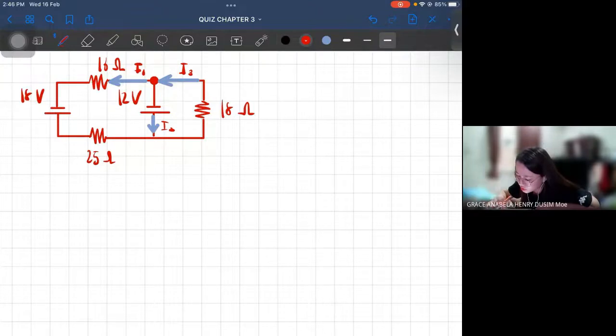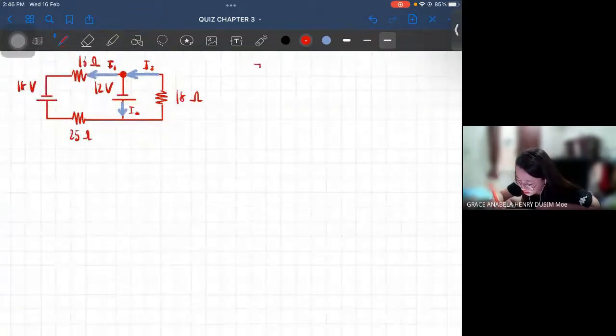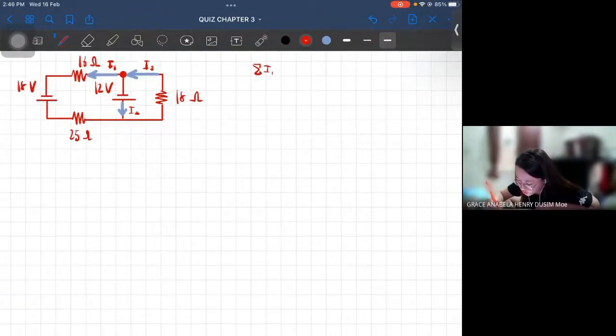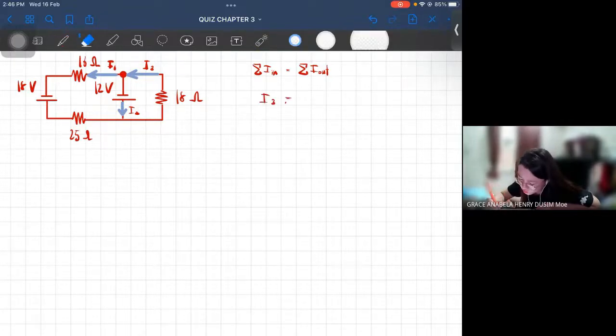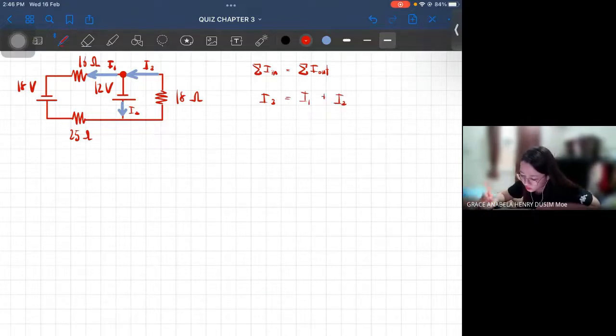Okay, so remember Kirchhoff's first rule states that current going into a junction should be equal to the current going out of a junction. Okay, so current going into a junction, if you look at this junction here, it is I3 equal to I1 plus I2. Okay, so this is our first equation.